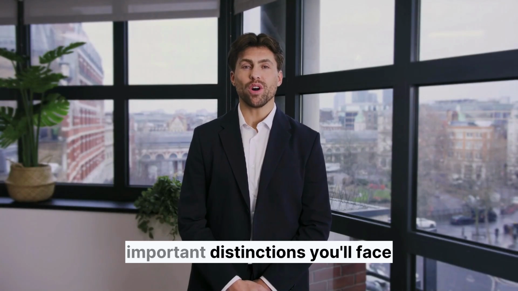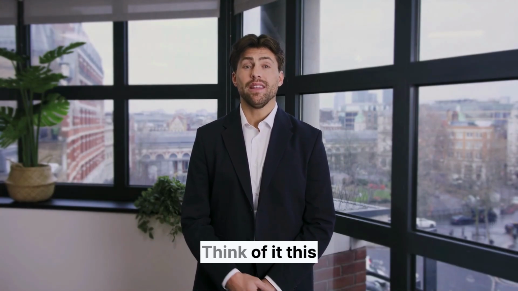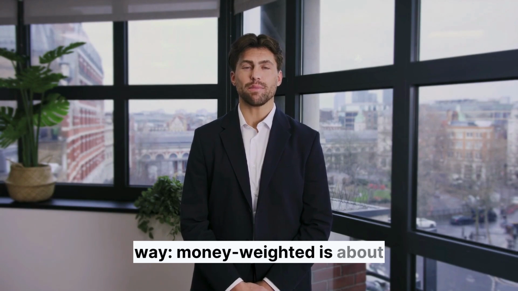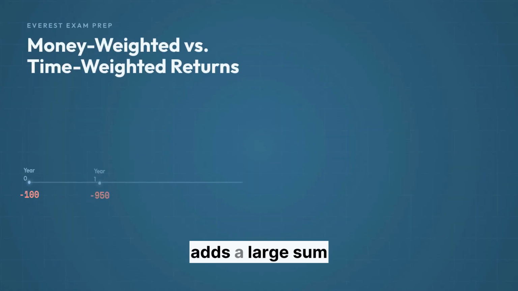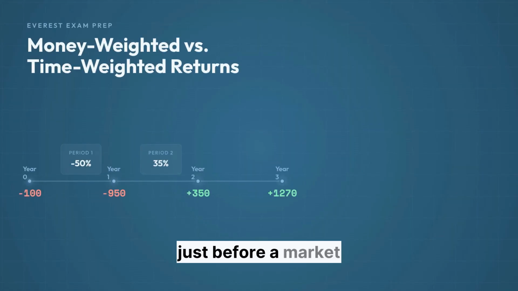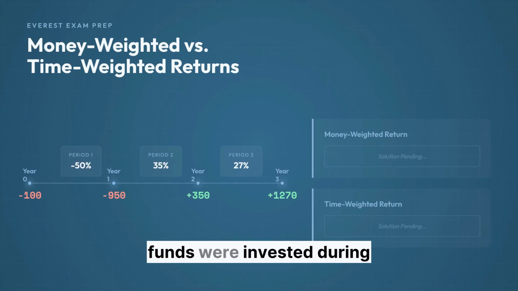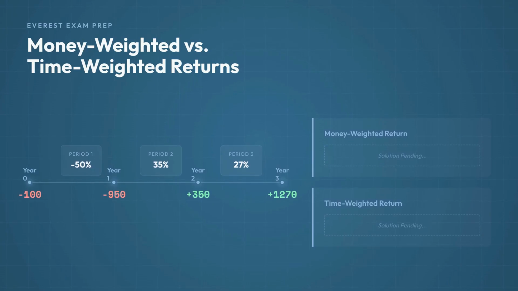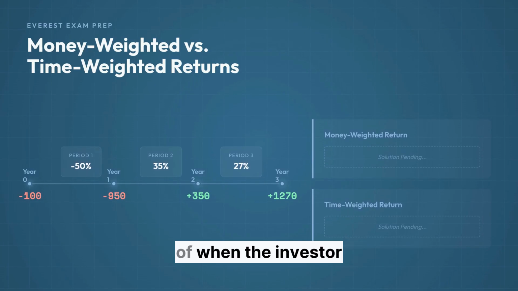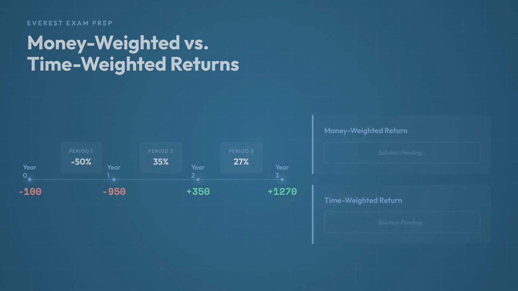One of the most important distinctions you'll face is money-weighted versus time-weighted returns. Think of it this way. Money-weighted is about the individual's result, while time-weighted is about the manager's skill. Consider an investor who adds a large sum just before a market rally. Their money-weighted return will be high because more funds were invested during the high-growth period. However, the time-weighted return stays the same regardless of when the investor added money, which is why we use it to evaluate fund managers fairly.